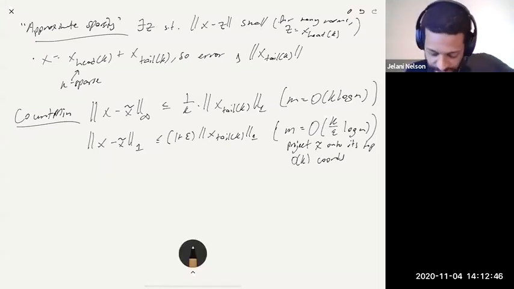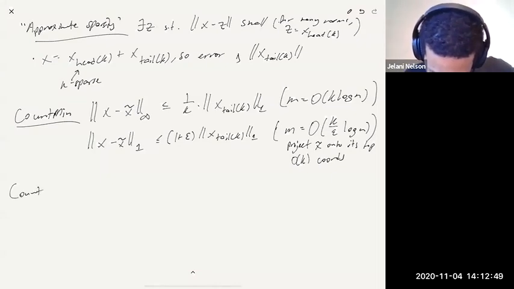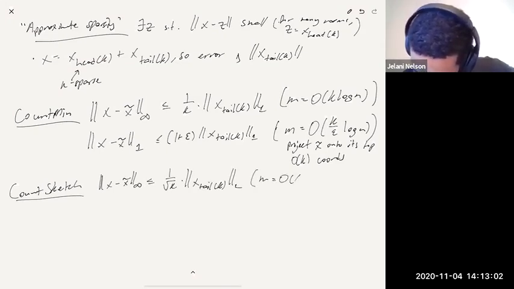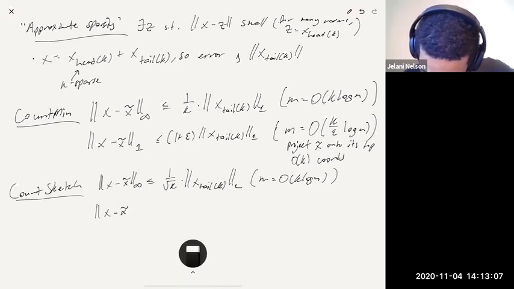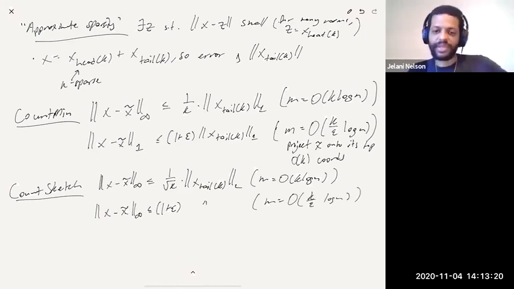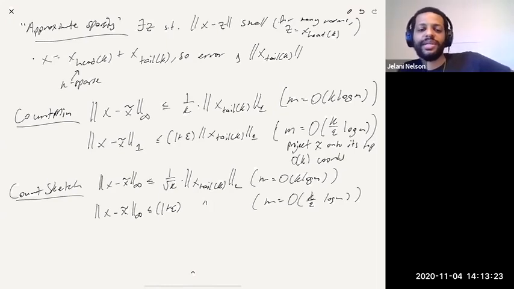And similarly, we saw this also with the Count sketch. We basically replace L1 with L2. So we said that the L infinity norm of x minus x tilde is at most 1 over root k times the L2 norm of x tail k, again with m being O of k log n. And you can also prove an L2 kind of guarantee as well. Same thing, you just project onto the top k coordinates.